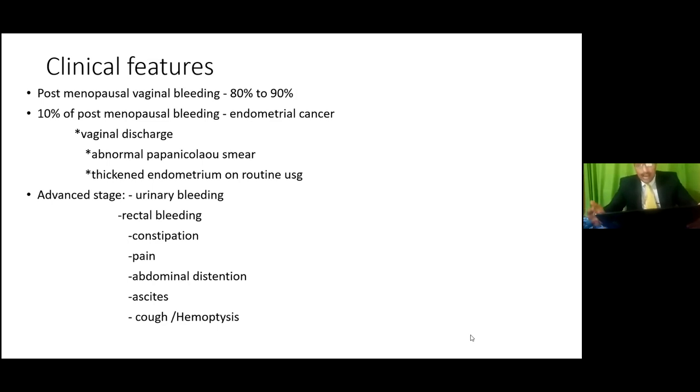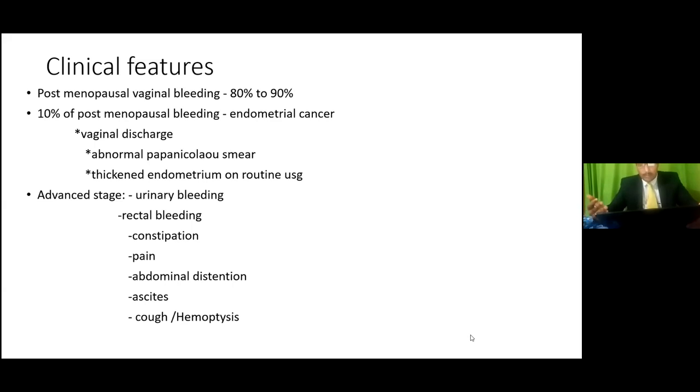As the stage increases, as the organ involvement increases, the extent of the tumor increases, and the clinical features vary. For example, if the tumor is invading into the urinary bladder, urinary bleeding will be there. If it is going back into the rectum, rectal bleeding will be there. Or due to the invasion of the tumor, constipation may occur.